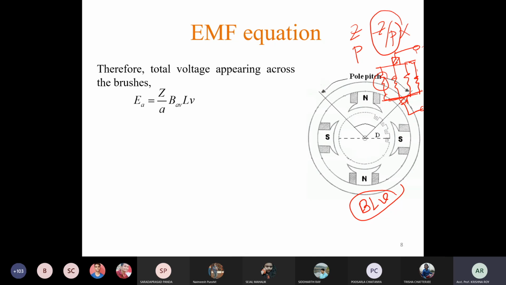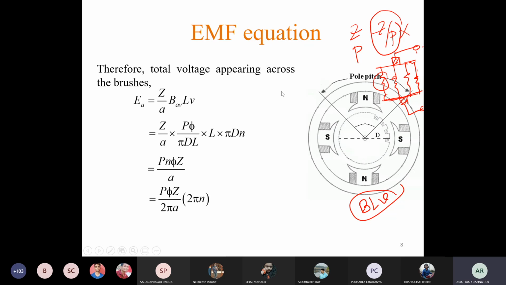So here Ea, that is the total voltage appearing across the brushes, is Ea equals Z by A, B average into L into V. Now putting the expression of B average, that is P phi by pi d l, and after simplification we have this expression: Ea equals P n phi Z by A. So this is the expression of induced EMF in a DC machine. Now this is one of the forms. There are other forms by which we can express this induced EMF.